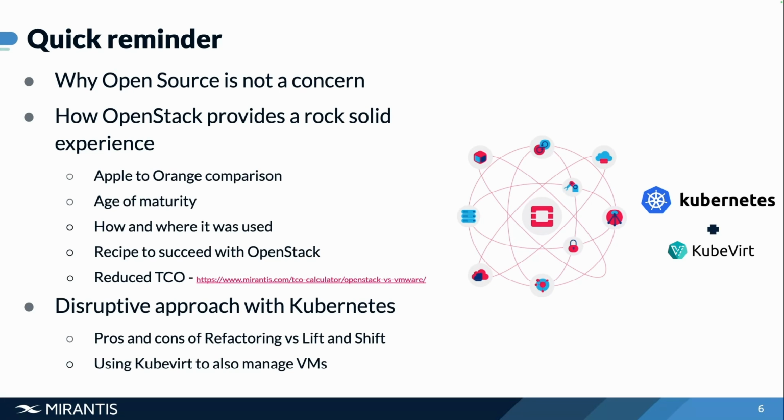OpenStack is one of these options. Why OpenStack? Because it's a rock solid solution. We don't really want to compare it with VMware because it's like an orange versus apple comparison. There are similarities. There are things that VMware does in a very specific manner, and there are things that OpenStack does in a very specific manner. But we can say that today OpenStack is at the age of maturity, much like the comparison of OpenStack and Linux. We had two operating systems.